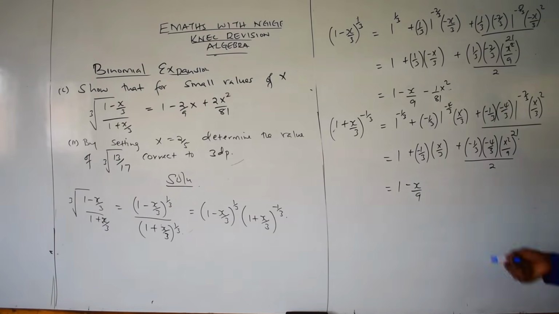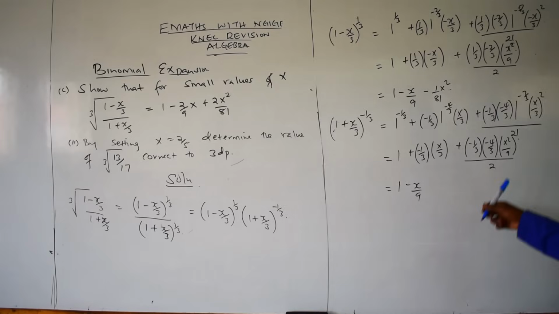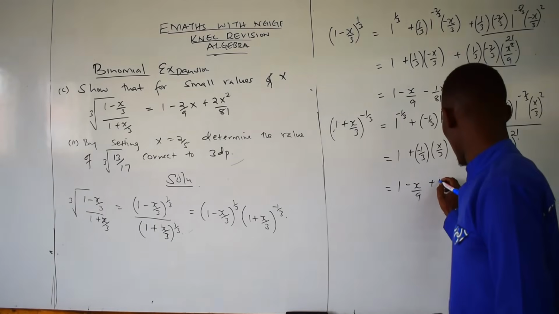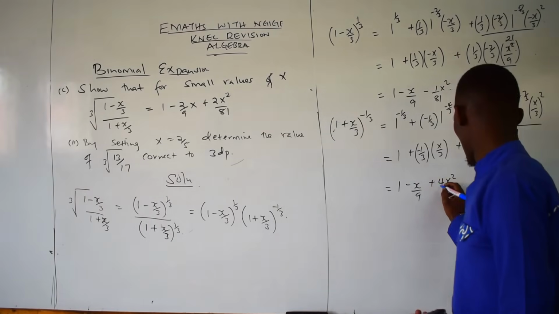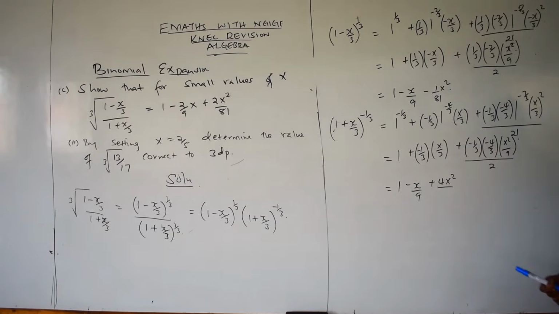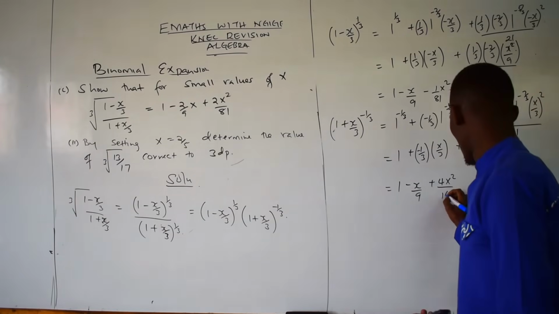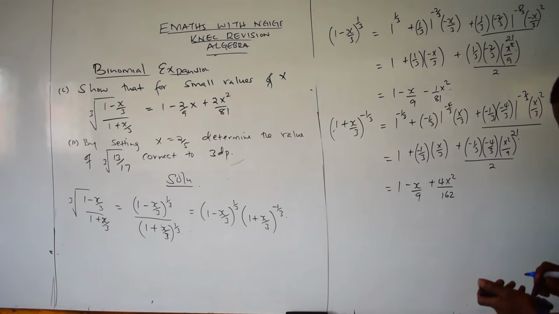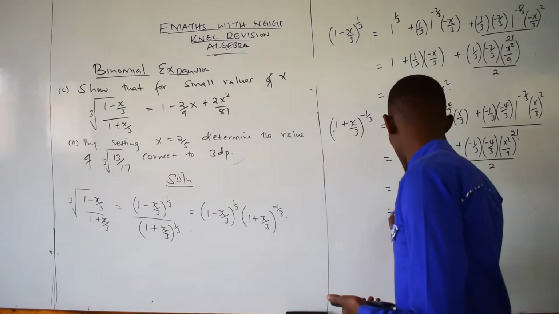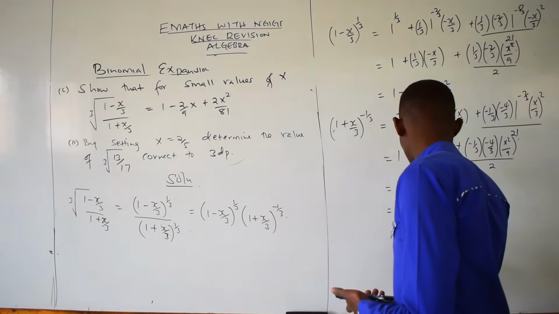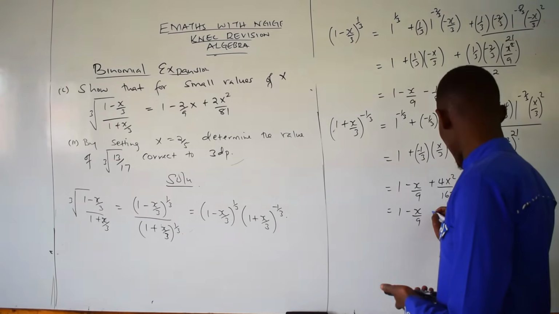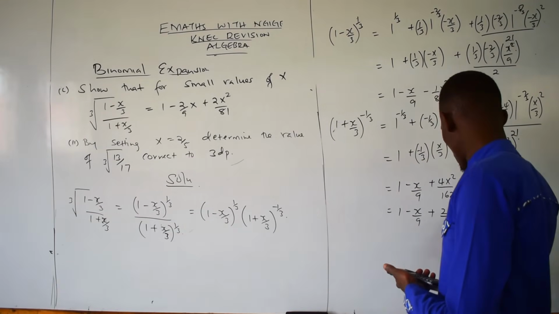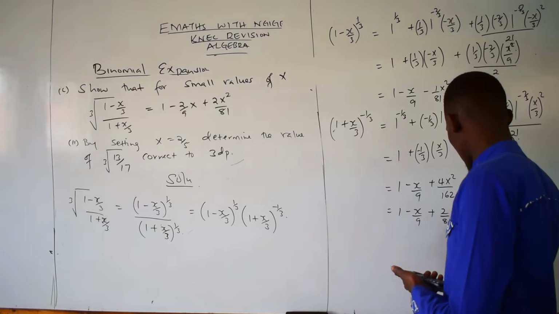Negative becomes positive. So 4 times x squared gives you plus 4x squared over 3 times 3 is 9, 9 times 9 is 81, 81 times 2 is 162. But you can divide both of them by 2. So you have 1 minus x over 9, then plus 2 over 81 x squared.